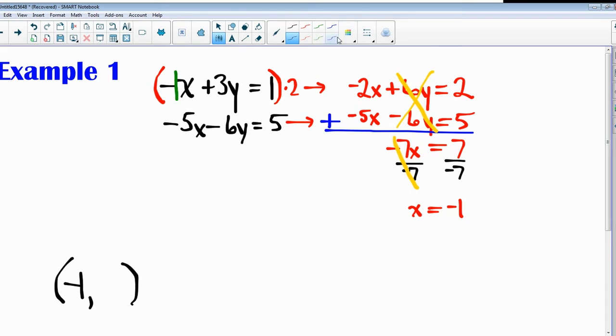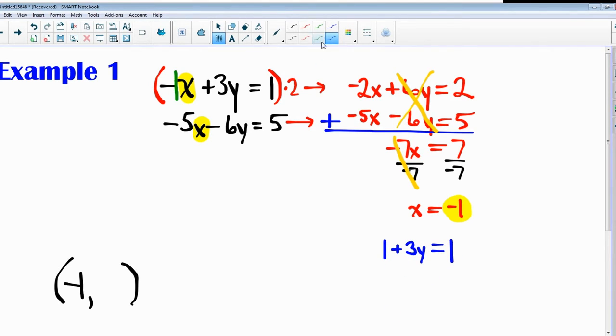Now to find the second part of our answer, we want to plug this -1 in for one of the x's of the original problem. We can plug it in for this x or this x. It really doesn't matter which one, as long as we do our math correctly. I'll plug it into this top one. Remember I wrote that in so I wouldn't have to have that. That just means the opposite of x. So if x is -1, the opposite of x would be +1. So I'll write that here: +1 plus 3y equals 1.